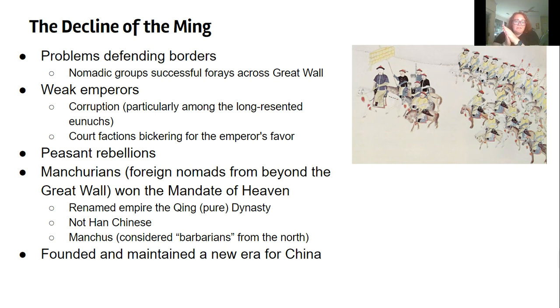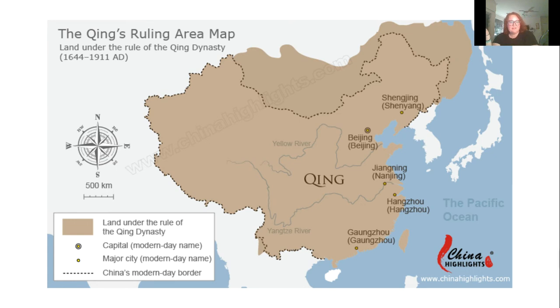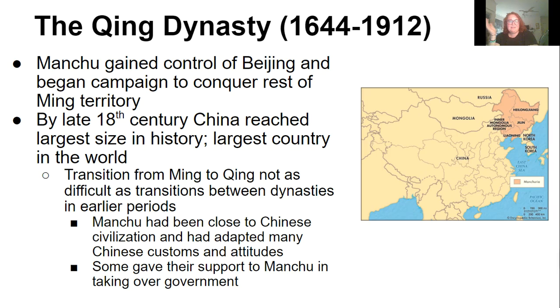So, the Ming decline. They had problems defending their own borders. They had very weak emperors, a lot of corruption, and a lot of court factions that were just bickering back and forth. During this period, they also saw a lot of rebellions. And then you have the Manchurians, those foreign nomads from just beyond the Great Wall, who won the Mandate of Heaven. They would rename the empire the Qing Dynasty, which means pure. They were not Han Chinese, and the Manchus were considered barbarians from the north. And so they would found and maintain a new era for China.